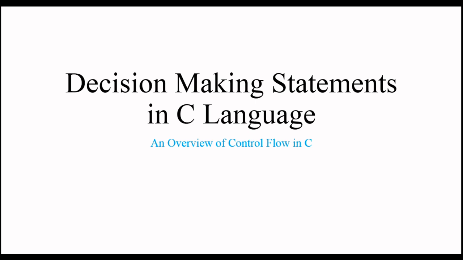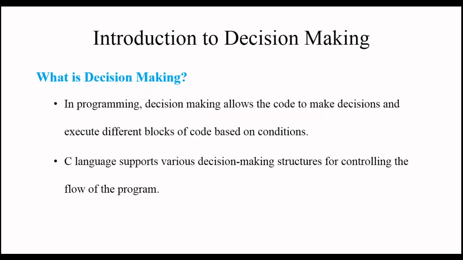So this lecture is about decision making statements in C language. So let's see the introduction. The decision making statements are basically used when we have to take decision between one or more than one alternatives. So basically in programming, decision making allows the code to make decisions and execute different blocks of code based upon the conditions. C language supports various decision making structures for controlling the flow of program.